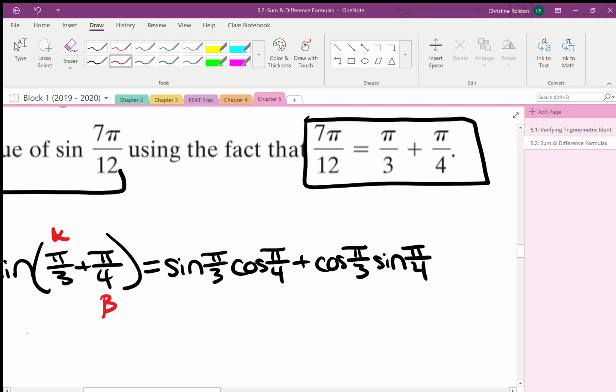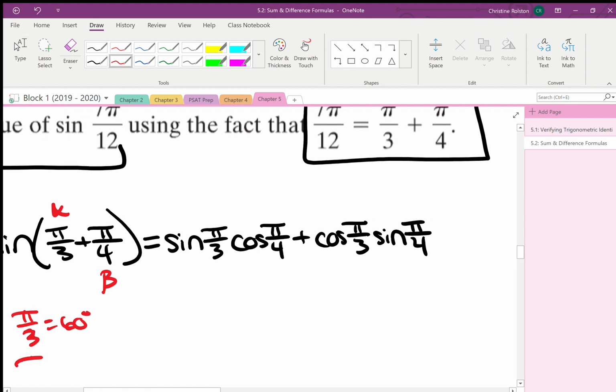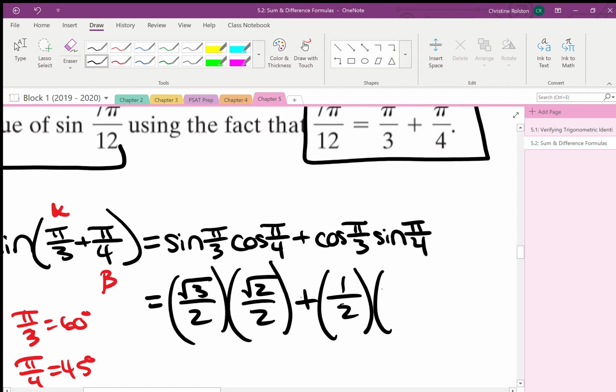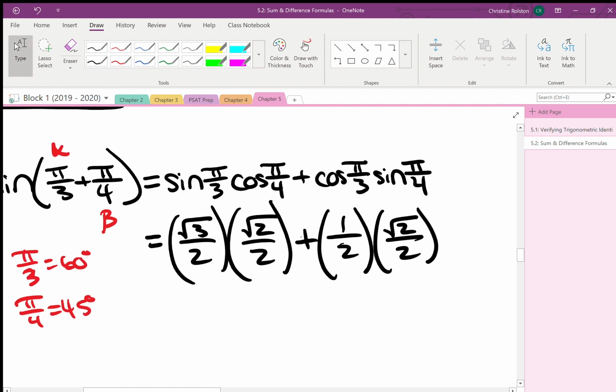Now, remember pi over 3 is the same as 60 degrees, and pi over 4 is the same as 45 degrees. So sine at 60 degrees is going to be square root of 3 over 2. Cosine of pi over 4 is square root of 2 over 2, plus cosine of pi over 3 is 1/2, and then sine of pi over 4 is square root of 2 over 2. So, from here, do some PEMDAS, simplify your answer as much as you can.